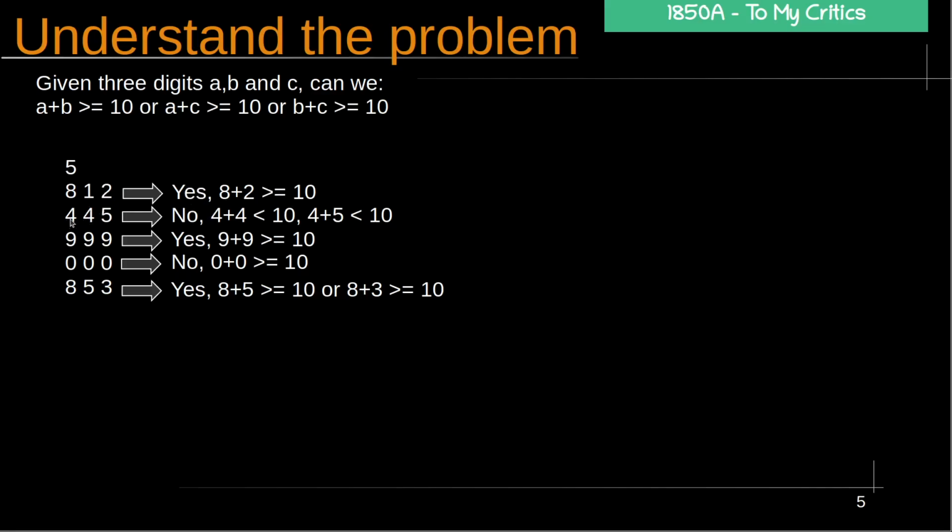For this example, A is equal to 4, B is equal to 4, C is equal to 5. We answer no because there is no pair whose sum is greater or equal to 10, as you see here. Same for 0, 0, 0. For 9, 9, 9, we output yes because 9 plus 9 is greater or equal to 10, and so on.